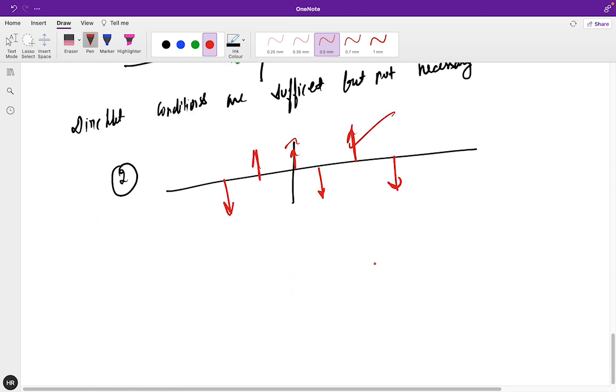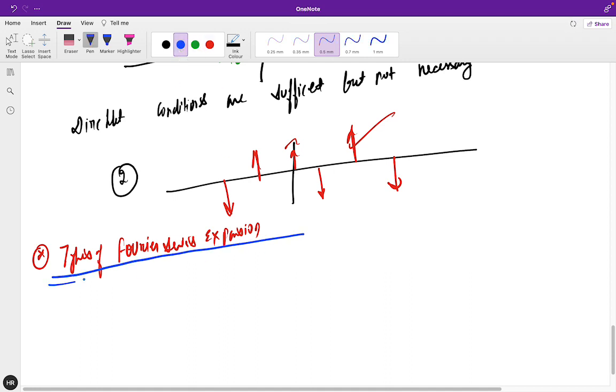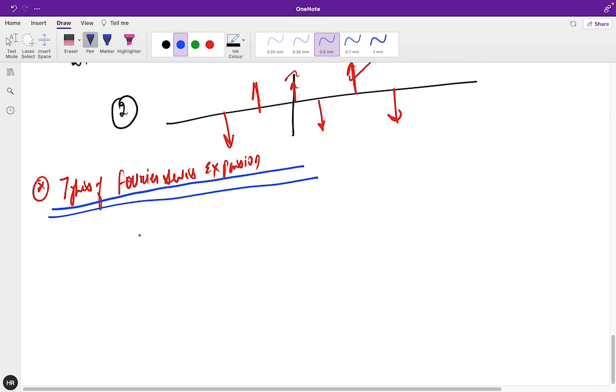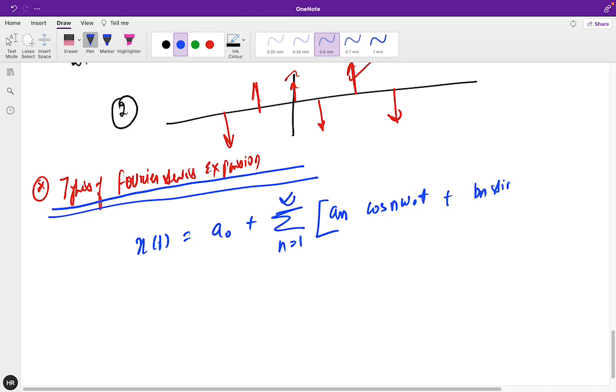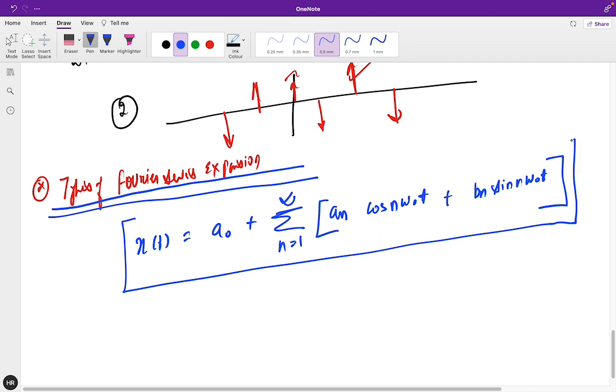Okay, how many types of Fourier series expansion are there? Write it down: types of Fourier series expansion. So we have x of t is equal to a naught plus summation n is equal to 1 to infinity of an cos n omega naught t plus bn sin n omega naught t. Okay, so this is the formula of the Fourier series expansion.